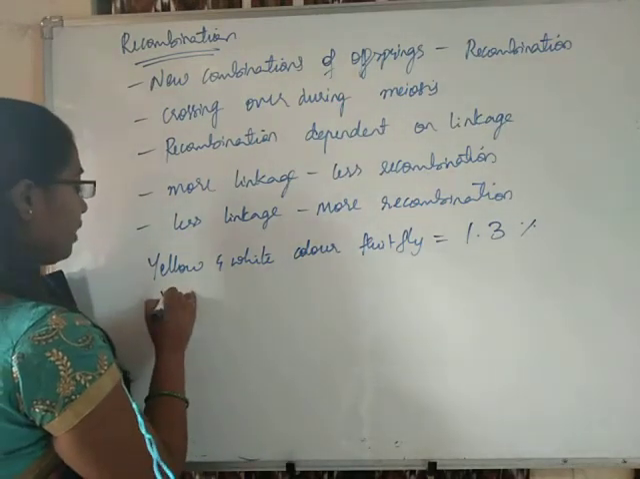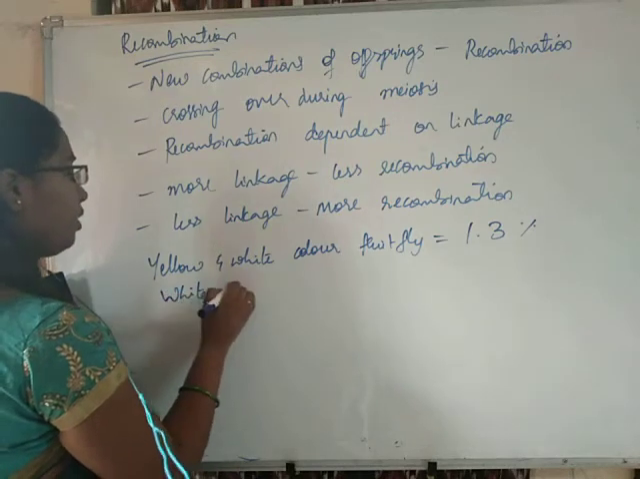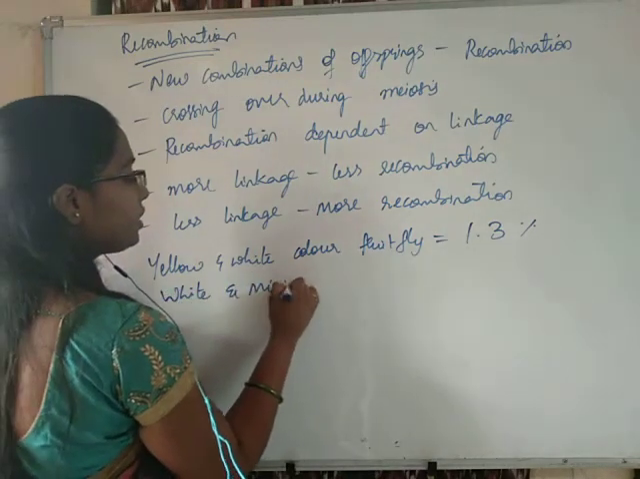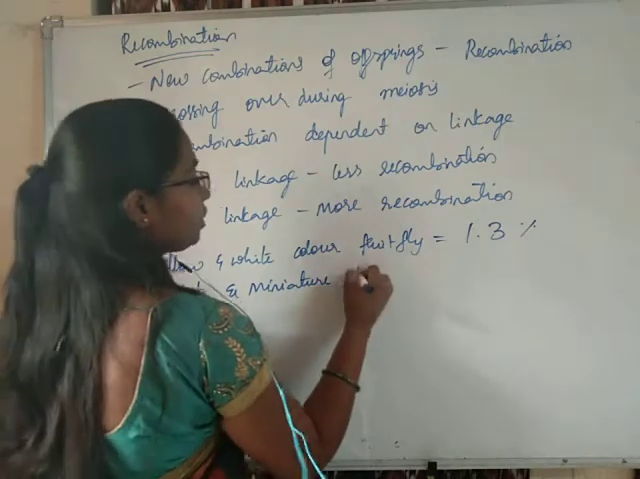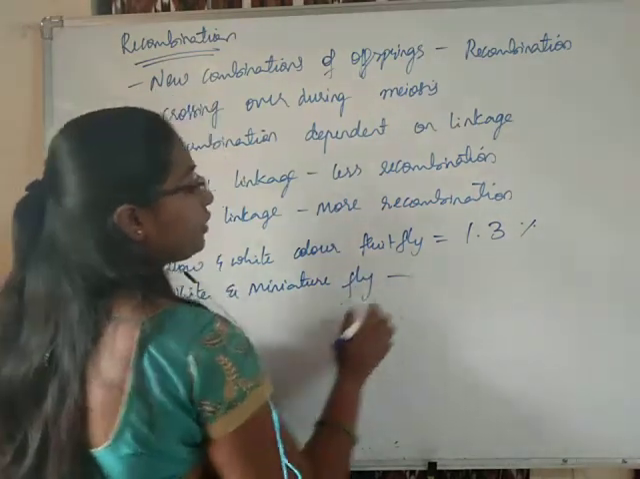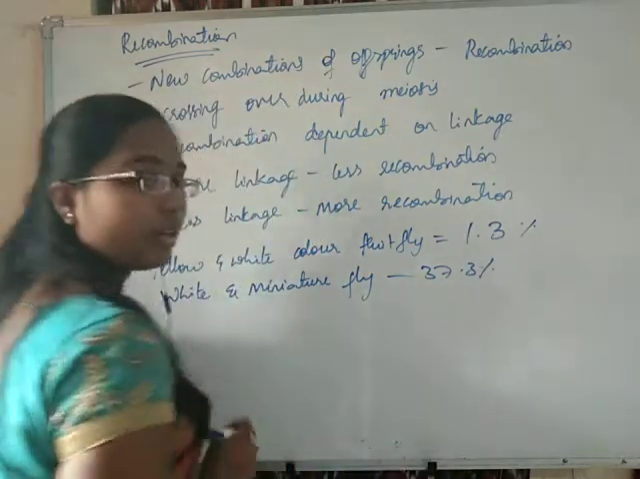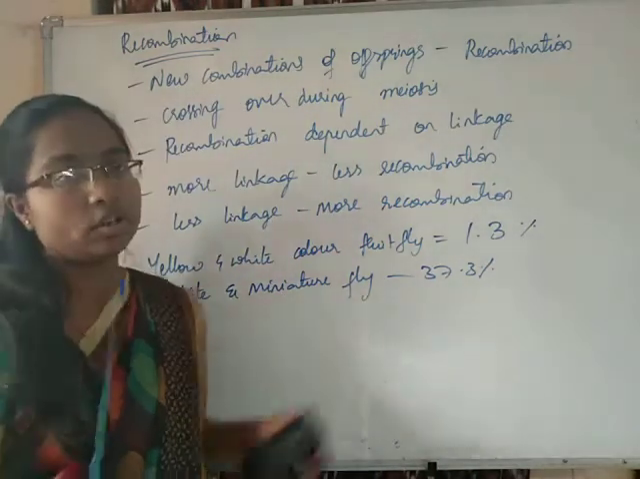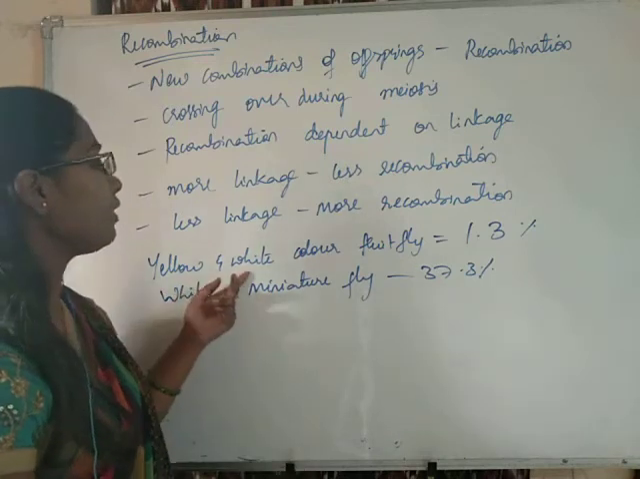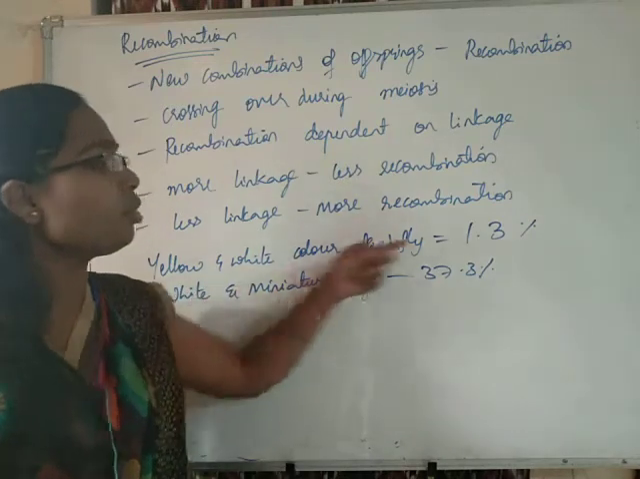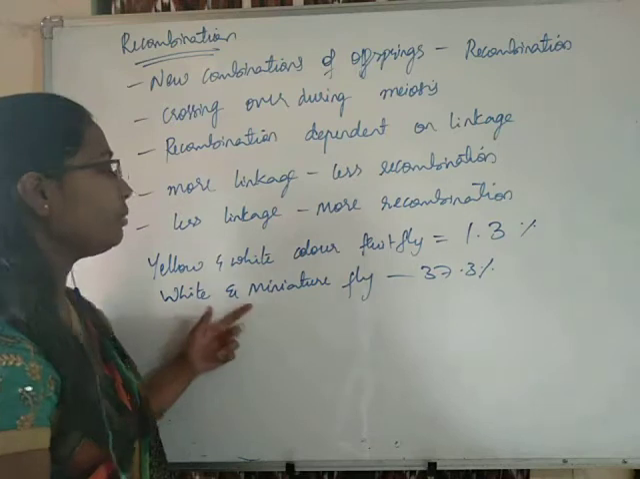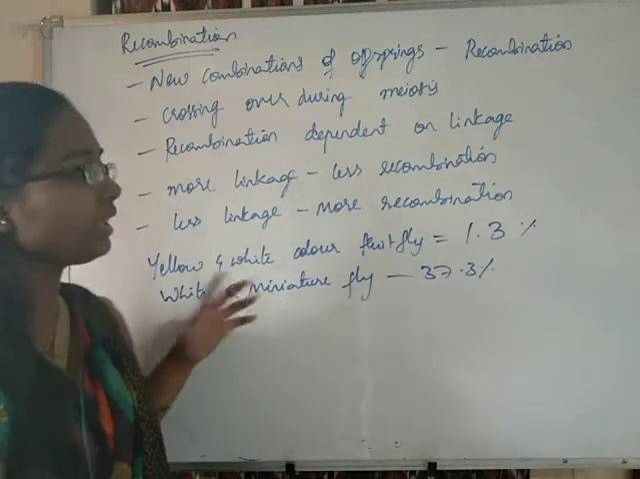And if you see white and miniature flies, if you observe, there will be 37.3% of recombination. That means here yellow and white color flies are showing more linkage than white and miniature flies. Okay, that can be observed.